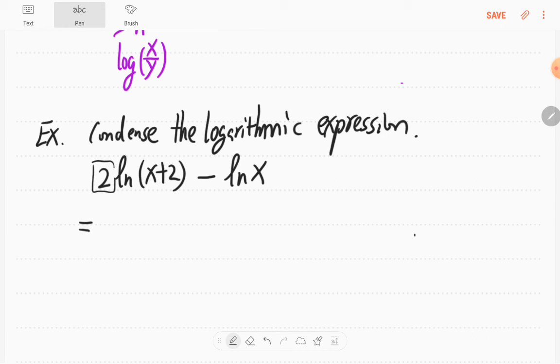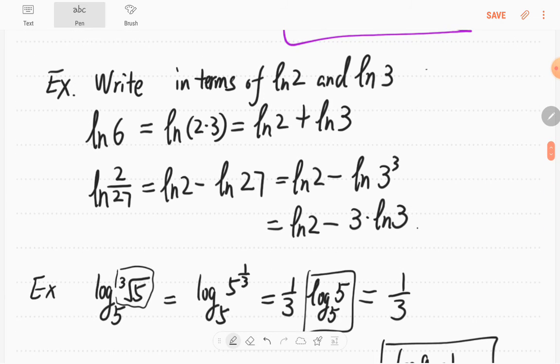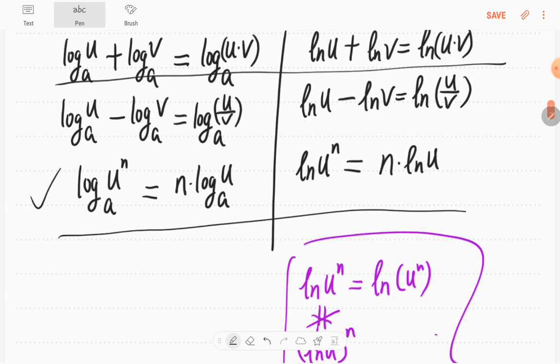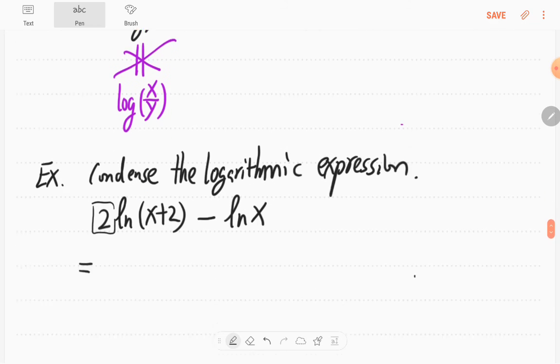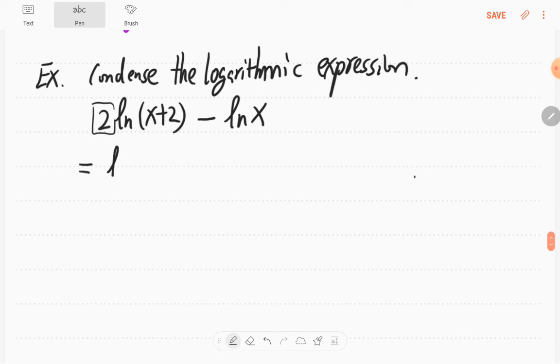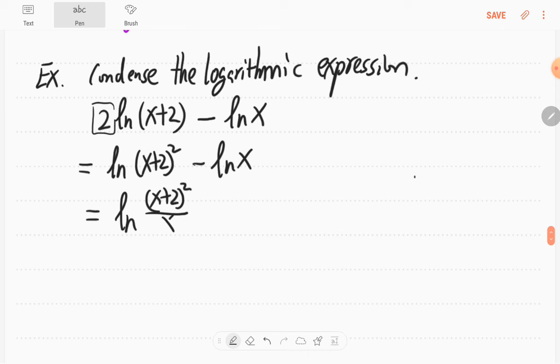So we know by this property, if you look from the right side to the left side, this n is outside. If you want to bring it inside the log, it becomes the power of the input. Okay, so it becomes ln of x plus 2 squared, then minus ln x, so it's equal to ln of x plus 2 squared over x. Okay.